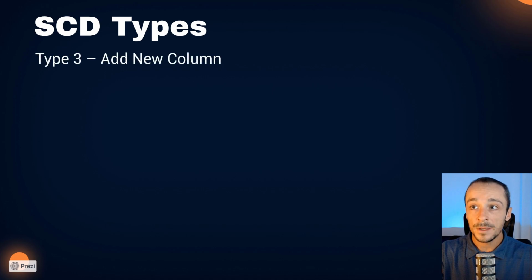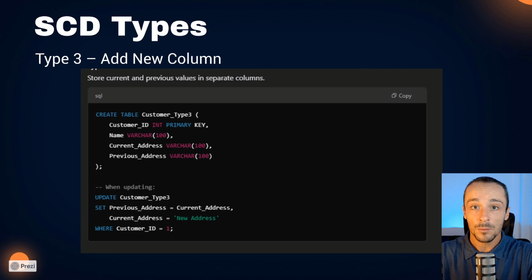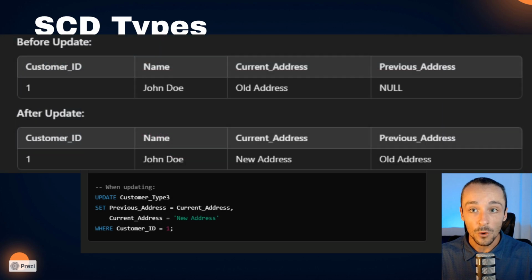So then we move into type 3 where we add a new column. Now, type 3 is a little bit more restrictive as we only store one previous value. So in this SQL syntax, we can see create table, we have the primary key, we have current address and previous address. So we can only store one previous value, which may be useful for specific use cases where you want to uphold good performance, where you know there's only one previous value stored. But for the most part, we need to store more than one previous value.